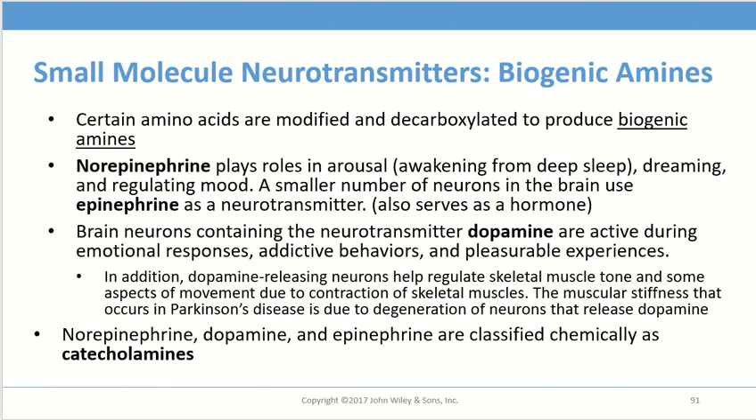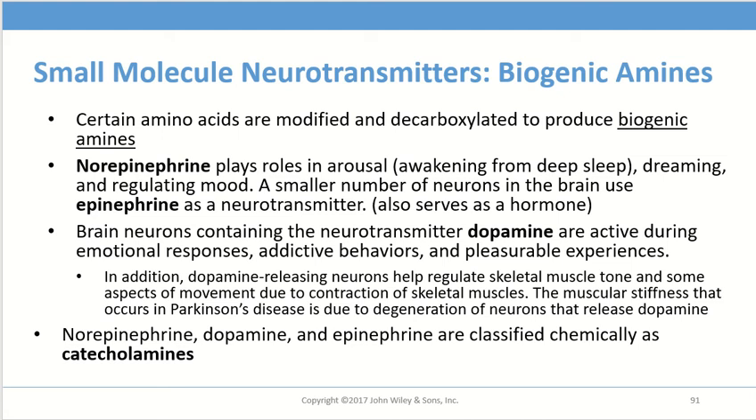So our next group of small molecule neurotransmitters are called biogenic amines. Certain amino acids can be modified and decarboxylated to produce these biogenic amines. Right? And there are a couple that are really important. Norepinephrine is one, and it's going to play a major role in arousal, like awakening from sleep, as well as dreaming and the regulating of mood. And then a smaller number of neurons in the brain are also going to use something called epinephrine as a neurotransmitter. And this one also serves as a hormone in other places in the body.